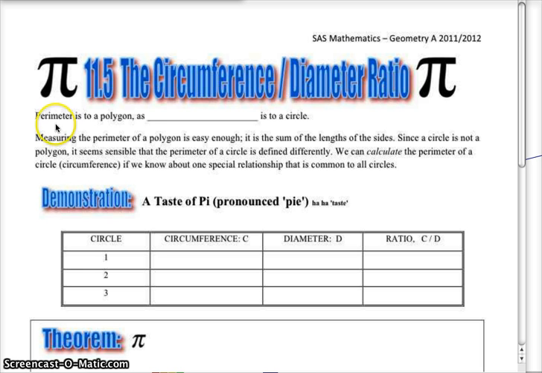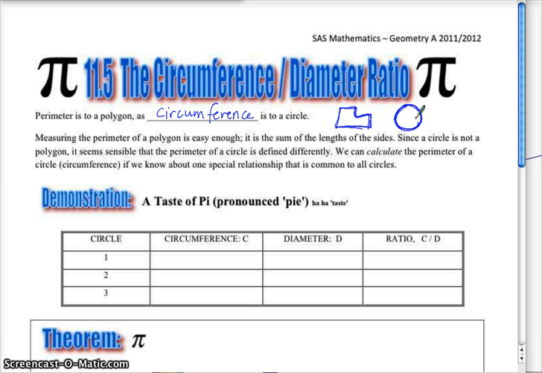So it says here, perimeter is to a polygon as what is to a circle. So hopefully you're thinking to yourself that's as circumference is to a circle. So remember, perimeter is the distance around a polygon, right? So if I had some polygon like this, then the perimeter would be the distance all the way around it, adding up these side lengths. And then circumference is just like walking around the circle. That's also the outside edge. So that would be walking around the outside edge of a circle.